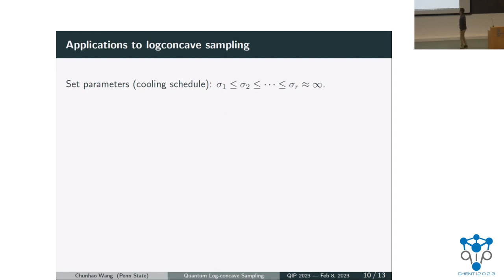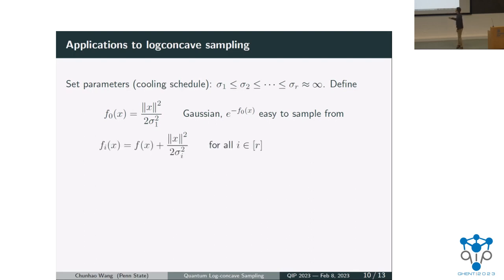So we first set a sequence of parameters, sigma 1, sigma 2, up to sigma r, where sigma r is large. And we also define this basic function f0. It's quite simple, and e to the minus f0 is Gaussian, so we can easily sample from it. And then for each i from 1 to r, we define this function f sub i, which is the target function plus something. Because this sigma r is quite large, we know f_r is approximately f.